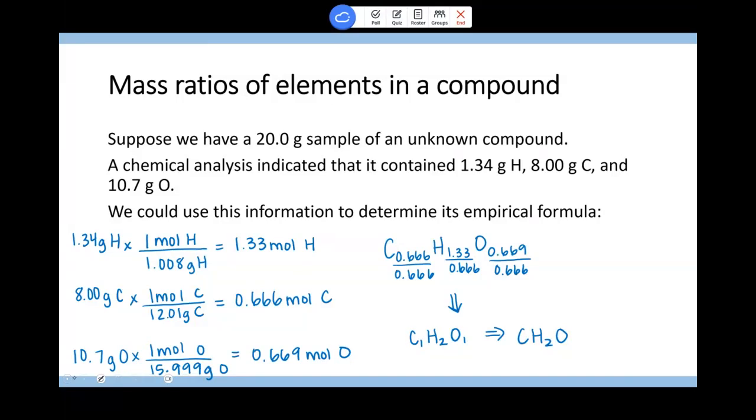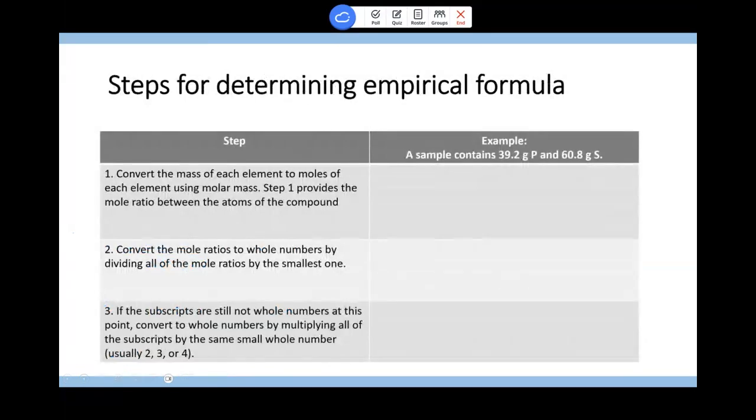Okay, so the next slide has basically all of these steps written out, where I'll go through these steps and do another example as we go through them. So our example is that we have 39.2 grams of phosphorus and 60.8 grams of sulfur in an unknown compound. We want to determine the empirical formula. We're following the same steps as we did on the last slide. So the first step is to convert the mass of each element to moles of each element using molar mass.